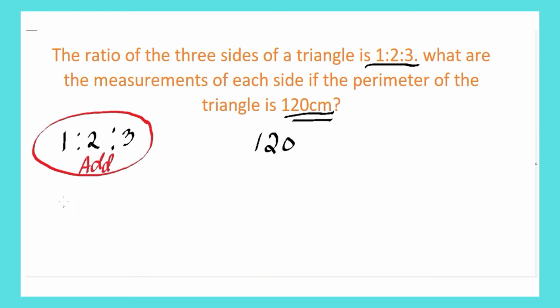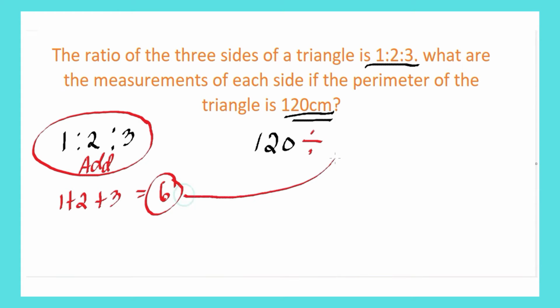And then the ratio, what are we going to do? We are going to add that 1 plus 2 plus 3, and we are going to get the sum of 6. And that 6, you are going to use as your divisor to the sum, which is 120. So 120 divided by 6, we're going to get 20. So that is our multiplier now.